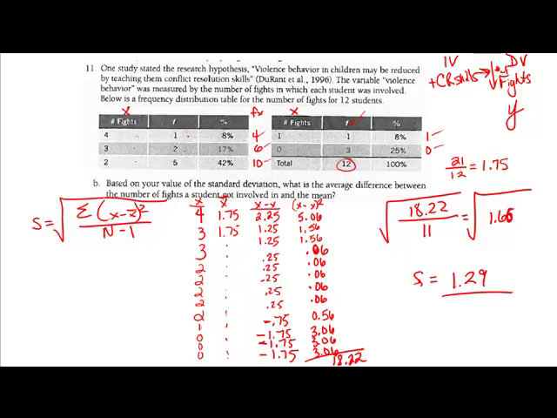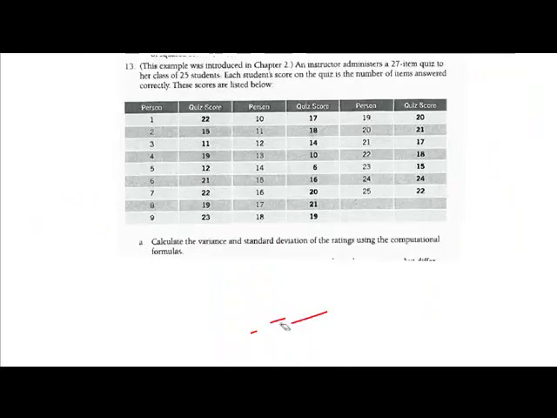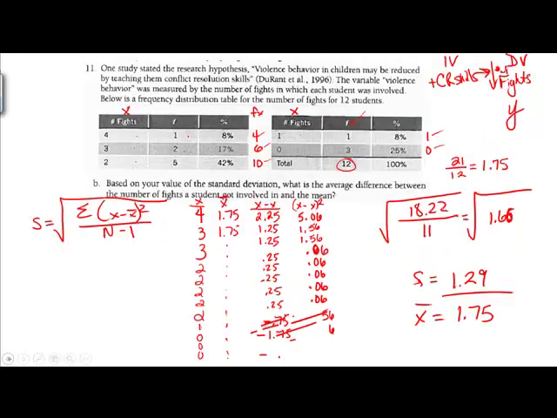Okay. Whew. So what is the average difference between the number of fights a student's got involved in and the mean? Our mean, what was our mean again? 1.75. So the average difference was 1.29. Let's remind ourselves why that's important. Hopefully I don't regret erasing all of this.